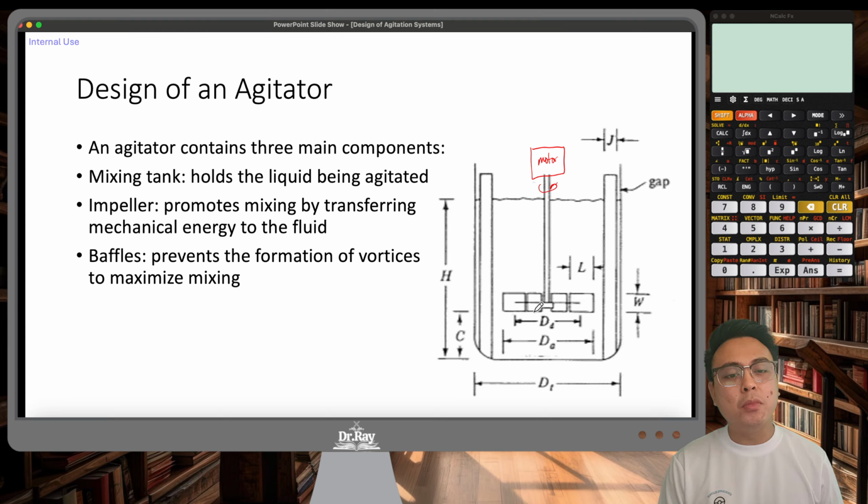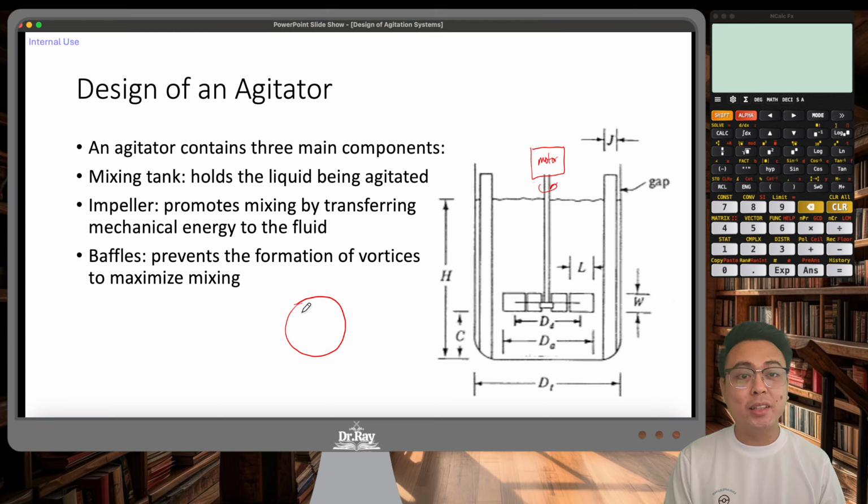And the design of the blade is very much influential as to how much energy will be consumed by mixing this liquid. And the third major component of an agitator is a baffle. A baffle or baffles are provided so that we are able to prevent the formation of vortices to maximize mixing. What we're talking about here is we don't want to form a single vortex at the middle. So if we take a look at the top view of this agitator, we would expect, say for example, a cylindrical tank.